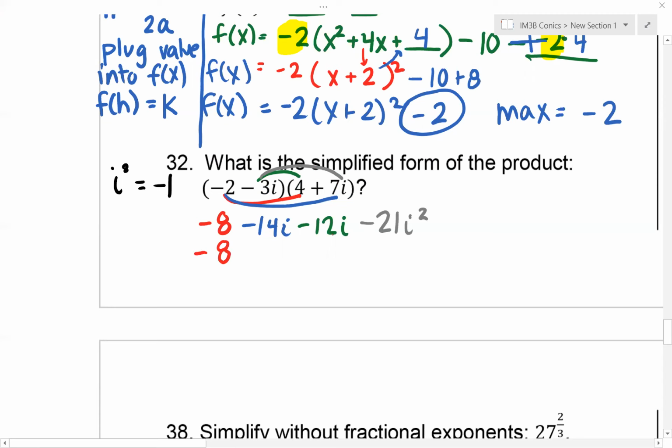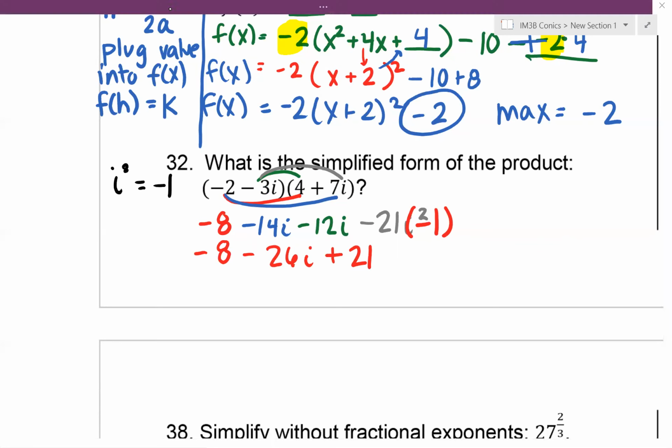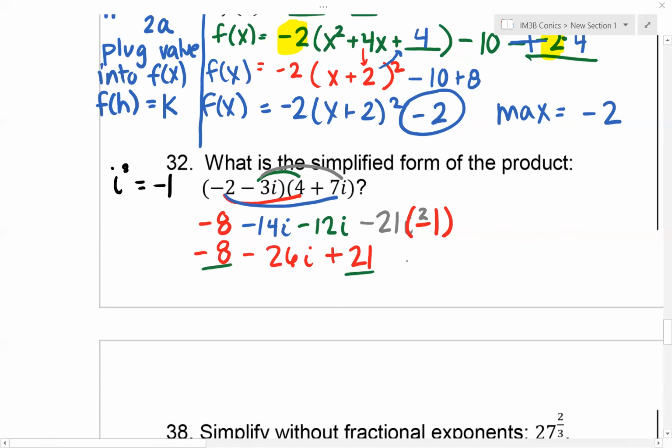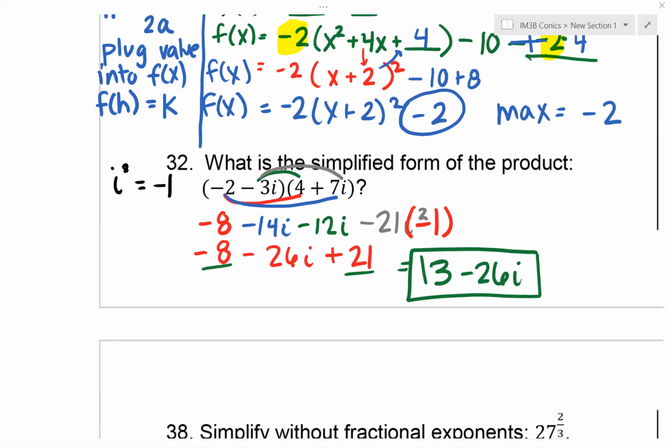And then -14i plus -12i gives us -26i. Remember that i squared is actually just -1. And so if I have -21 times -1, I really have +21. And so if I combine the -8 with the 21, I've got +13 minus 26i as the product. Not necessarily a hard concept, but just something that we didn't go over for this year. So 32 was that.